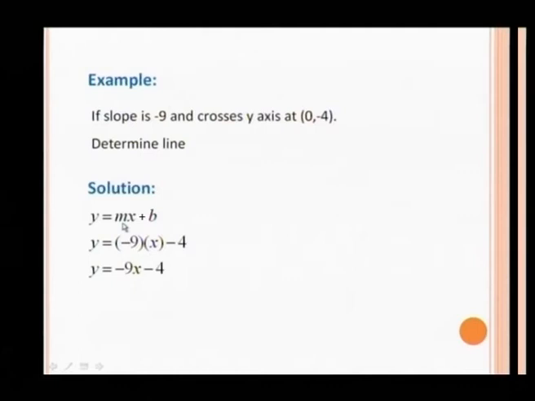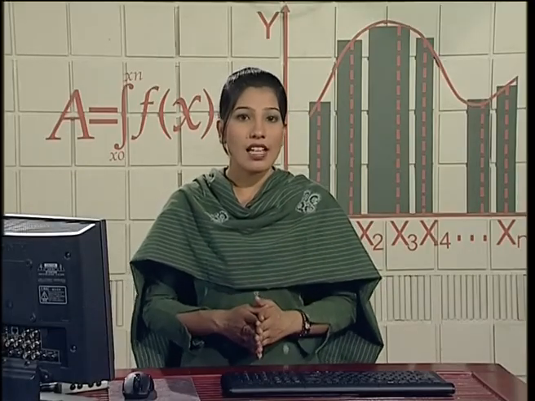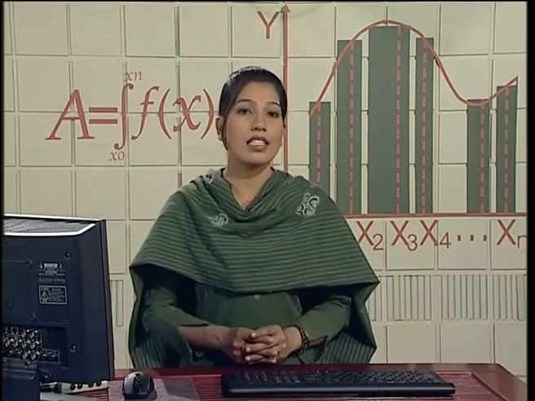For the solution of this example, y is equal to mx plus b. We have been given slope as minus 9 and y-intercept as minus 4. By putting all these values in this equation, we get y is equal to minus 9x minus 4. Through the table on the screen, we can better understand the equations which are determined by slope and y-intercept.